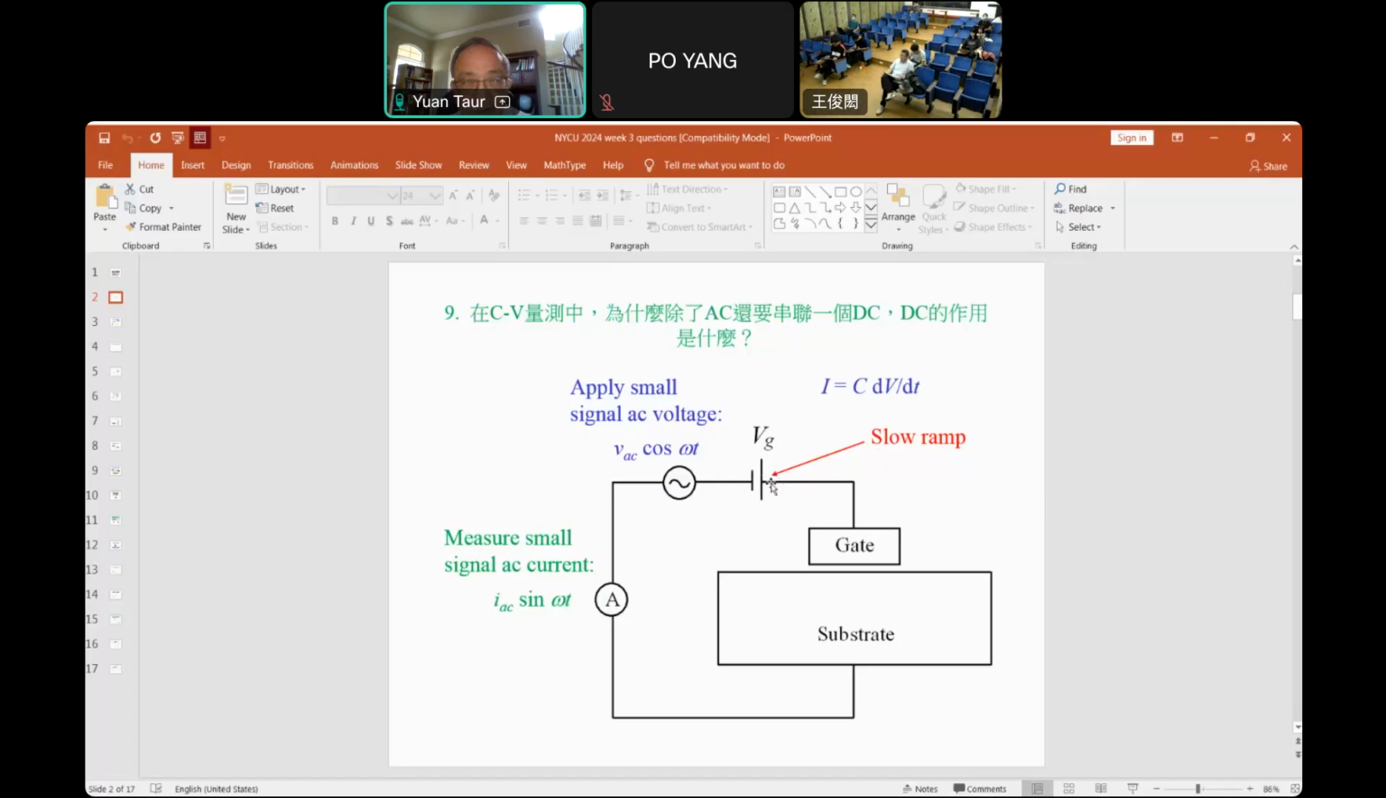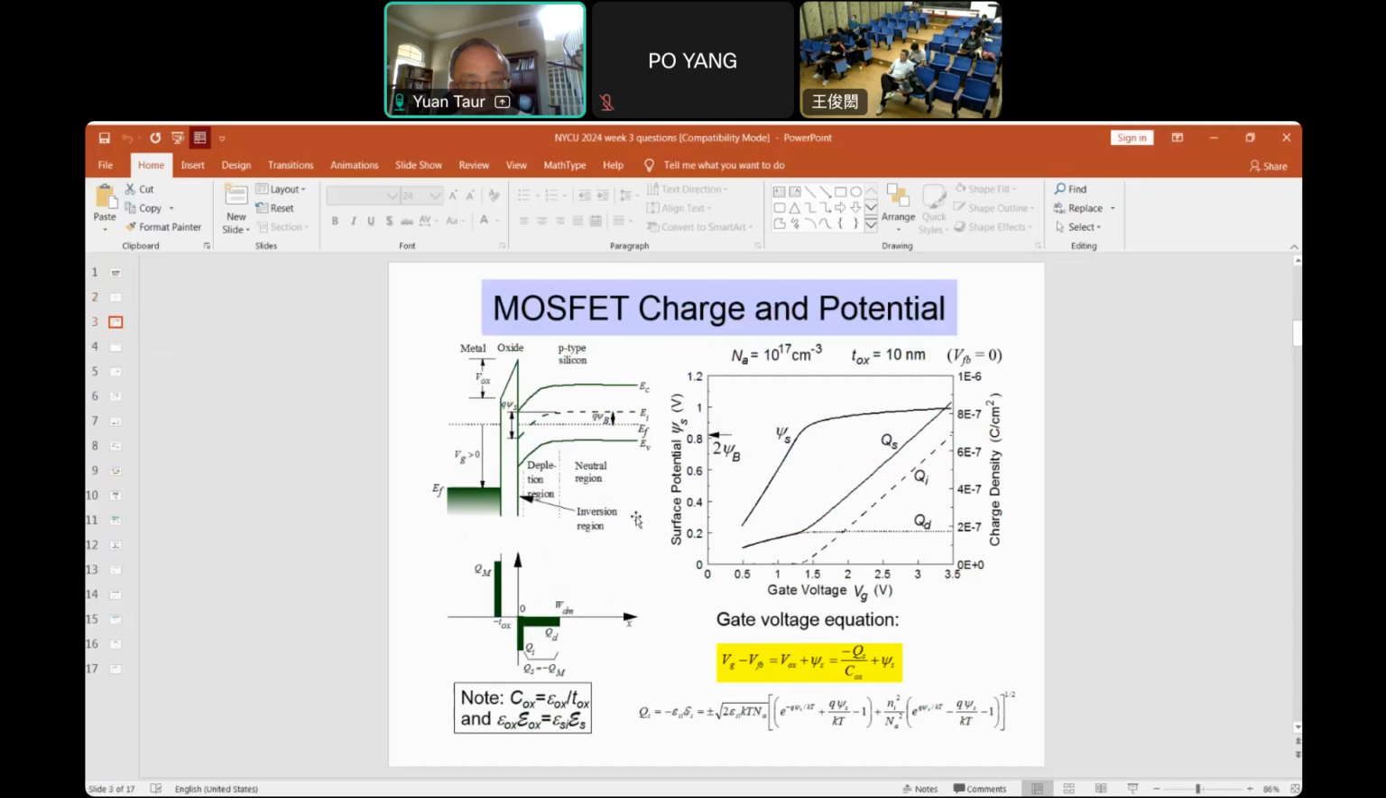I mean, for fixed bias, the VG is fixed, and then you measure the AC response to get the capacitance. But for the sweep, the gate voltage, so DC represents the gate voltage VG here.